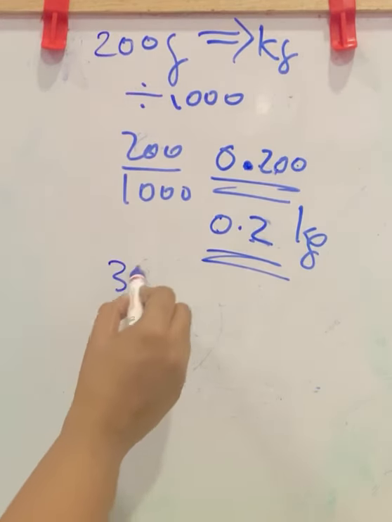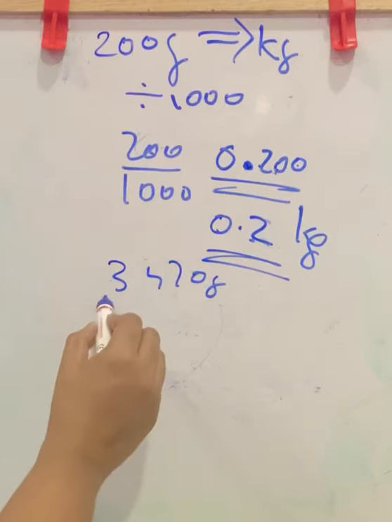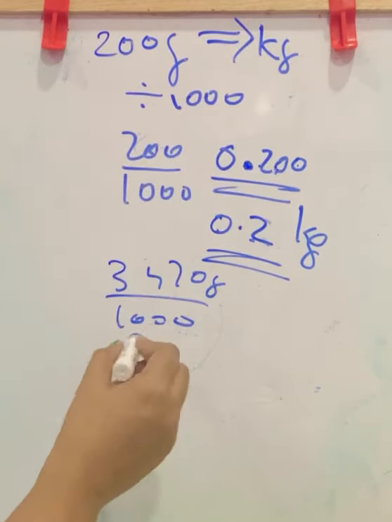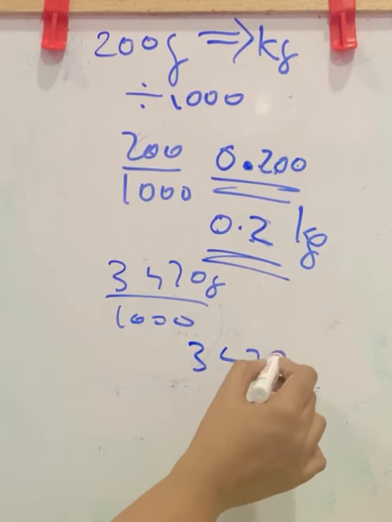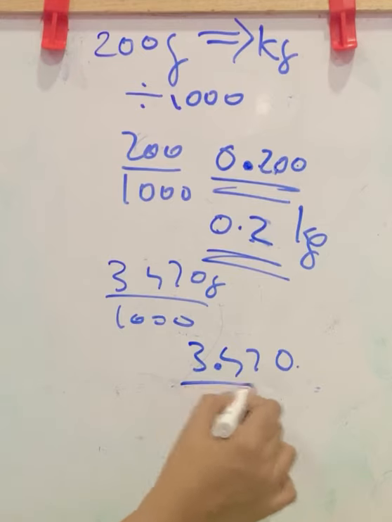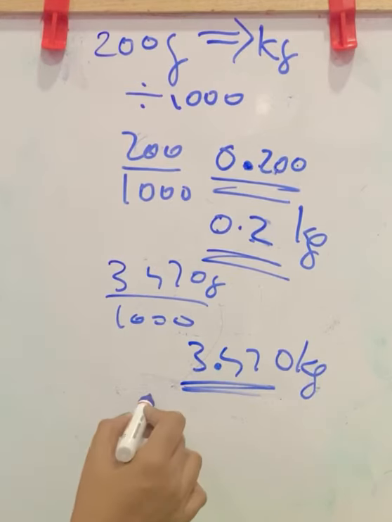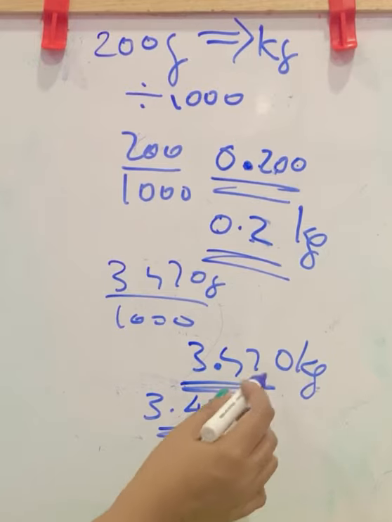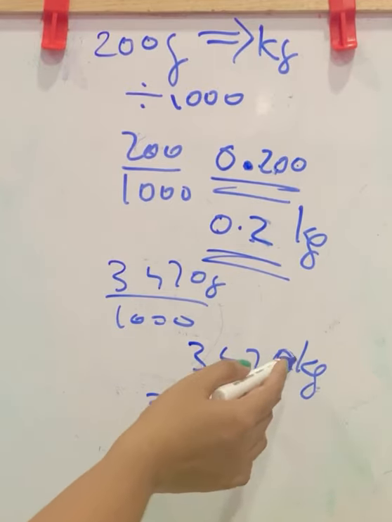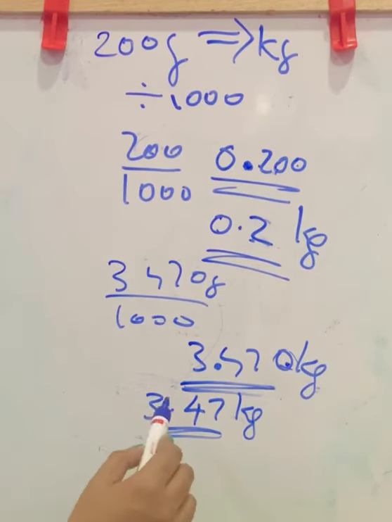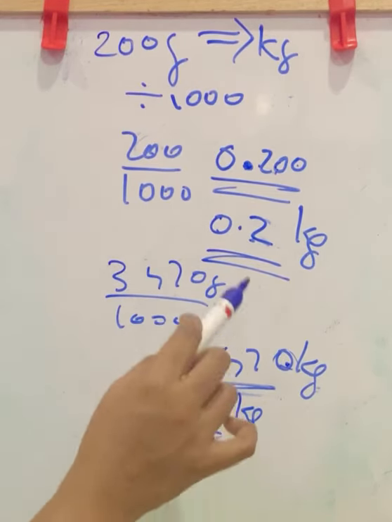Next is 3470 grams. That is division by 1000 to convert it to kilograms. So 3470, the decimal will be here, 3 places leftward it reaches here. This much kilogram. If you write 3.47 kilogram, it is also right because this 0 has no value. It is in the ending part after the decimal. So you can write this much only, 3.47 kilogram.